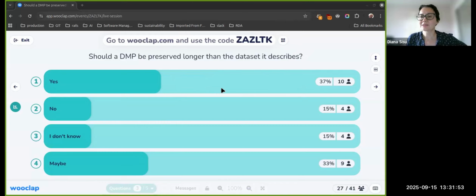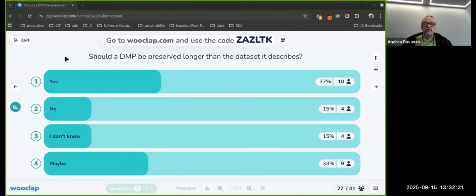Okay, so DMP does not just describe a data set, but a research process, and there could be other outputs other than research data sets. So beware of these very useful comments when we decide whether to keep a DMP longer than the data set. But people seem to be leaning towards that anyway, towards the yes, which is good.